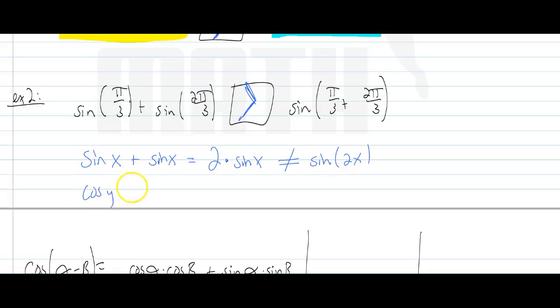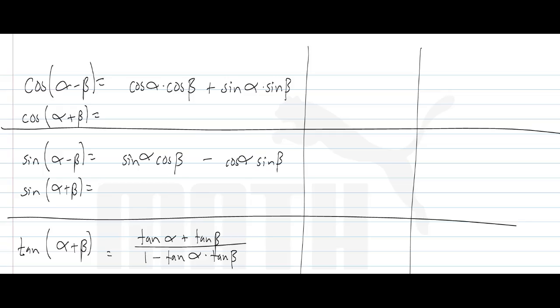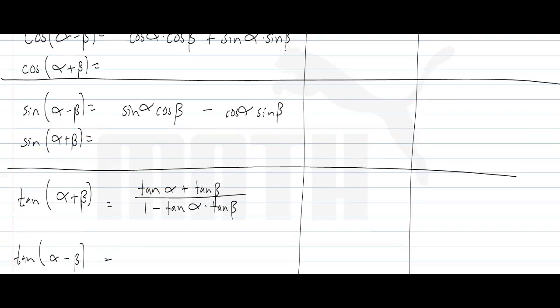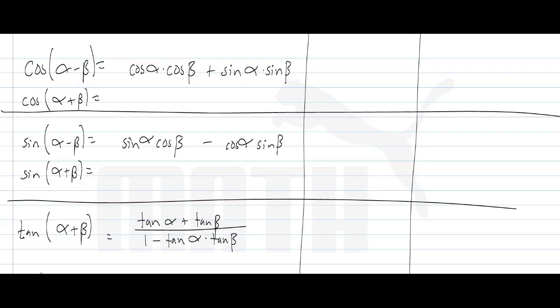Likewise, if you have the cosine of y plus the cosine of y, that is equal to 2 times the cosine of y, but that's not equal to the cosine of 2y. Again, you don't add those angles together like that. However, we do have some formulas that allow us to add angles together when we're dealing with trig functions. We have this big chart here. This is a chart that you're going to want to know. And we have the sum and difference formulas for sine, cosine, and tangent.